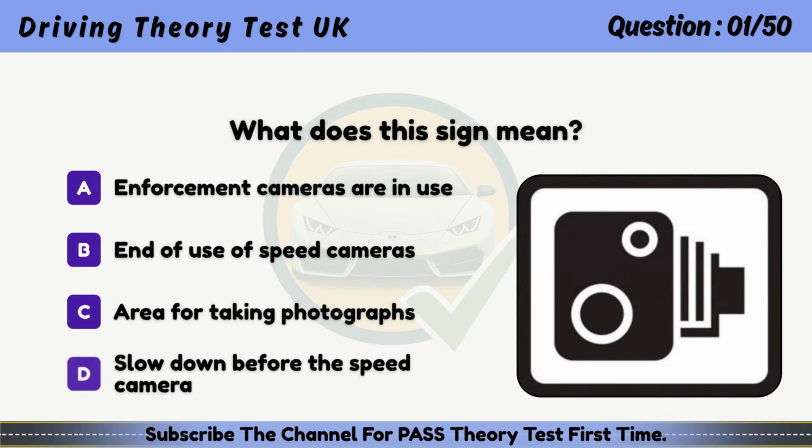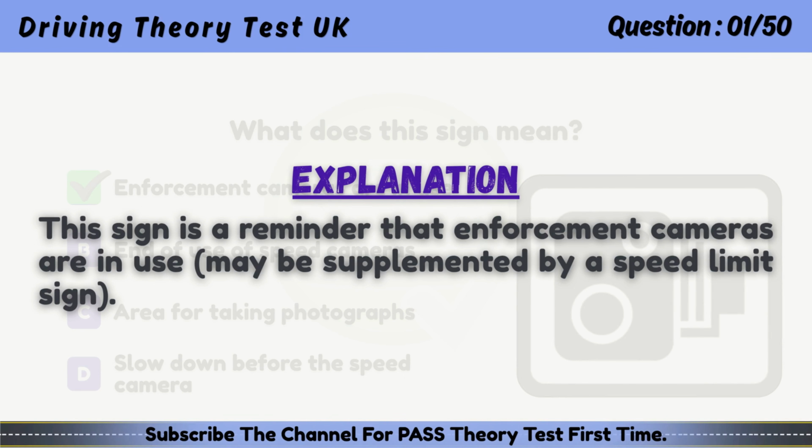Question 1. What does this sign mean? Option A. Enforcement cameras are in use. B. End of use of speed cameras. C. Area for taking photographs. D. Slow down before the speed camera. Answer is A. Enforcement cameras are in use. This sign is a reminder that enforcement cameras are in use.